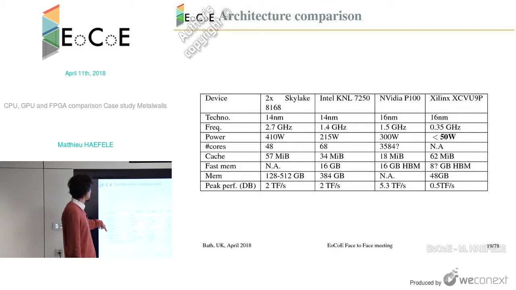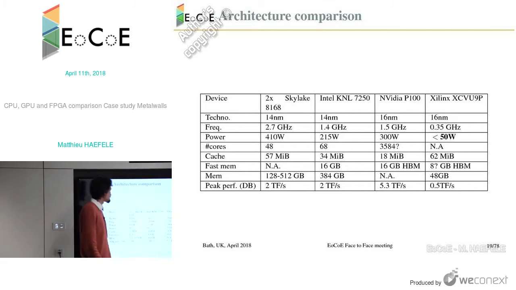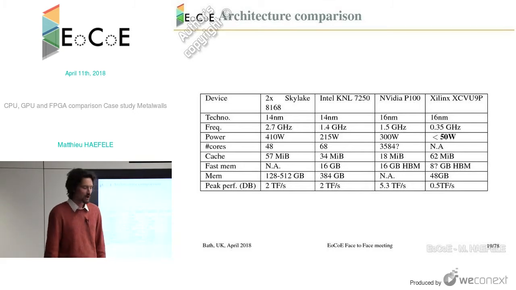So number of cores. Then I put some cache. So it's not really cache, but okay. You have memory on chip. You can have fast memory. And then the peak performance is just an indication, because peak performance doesn't mean that much on FPGA.